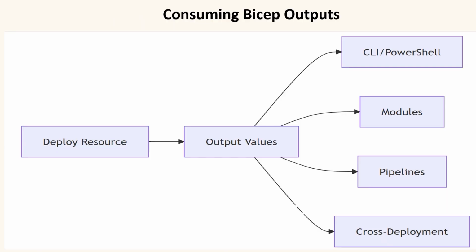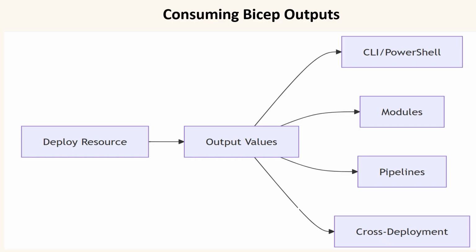There are four primary ways to consume Bicep outputs. We have the CLI queries. These are fantastic for debugging. If you have just deployed something and you want to quickly verify, say, an IP address or a resource ID or other value, you can just query the deployment from your command line. It's quick, it's direct, and it's perfect for those immediate checks.